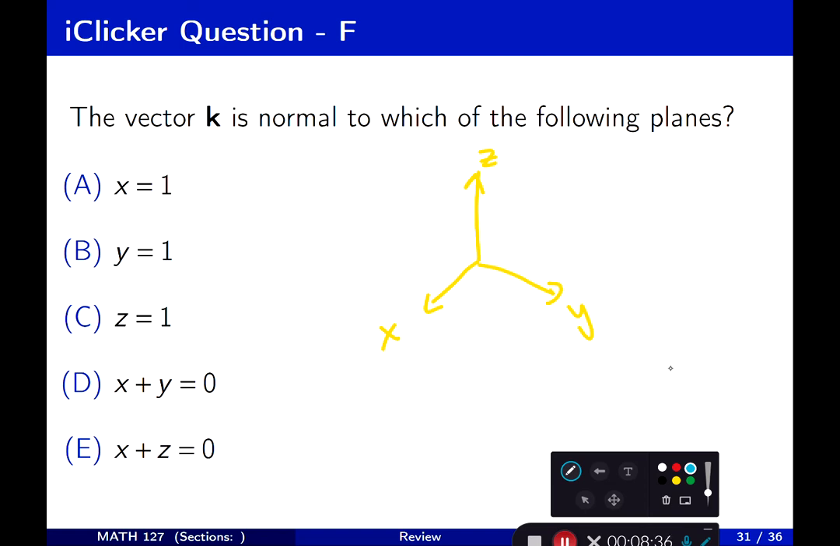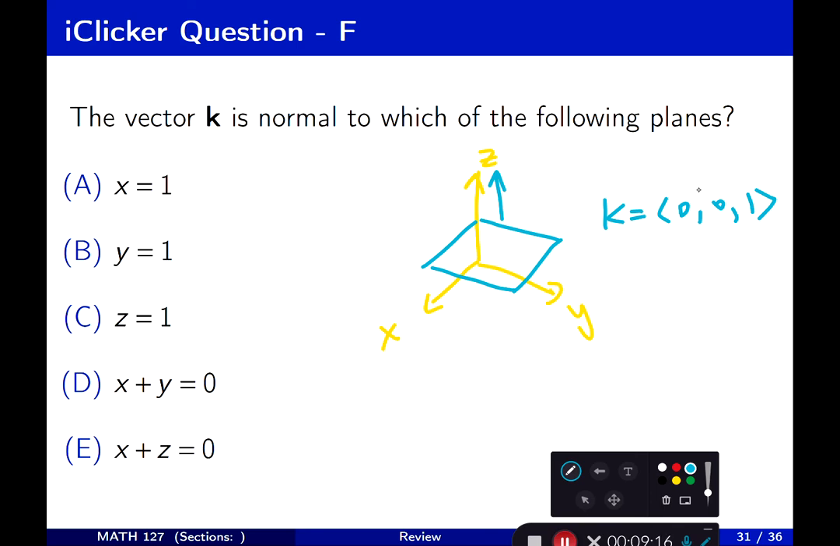Now let's see, k is in this direction. So where is it perpendicular or orthogonal to? It's orthogonal to any plane that is parallel to the xy plane. And what are those planes? Those planes are basically z equal to a constant. Any other way of discussing that? Well, you can also say k is equal to 0, 0, 1.